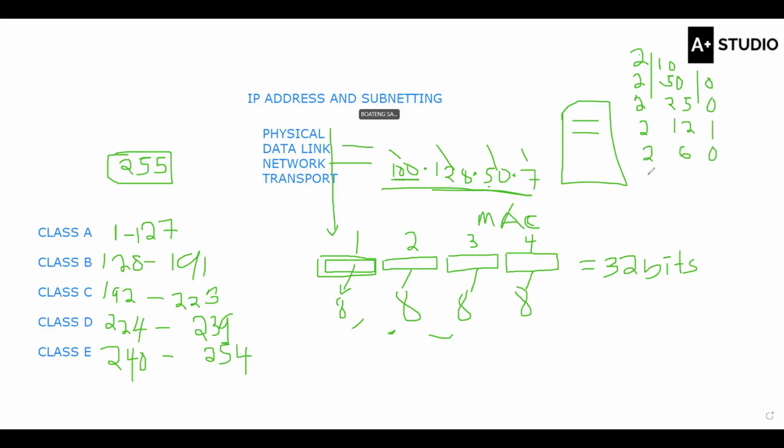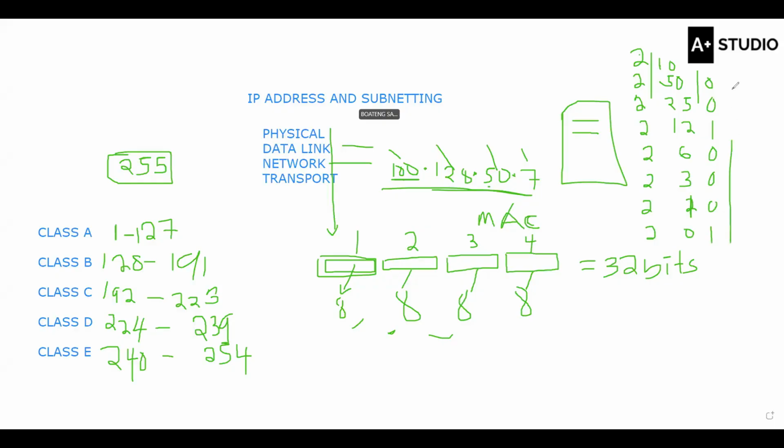Remember 0. And then 2 can go into 6 3 times. Remember 0. 2 can go into 3 1 time, sorry. 1 time. Remember 1. And now 2 cannot go into 1, so the quotient becomes 0. Remember 1.